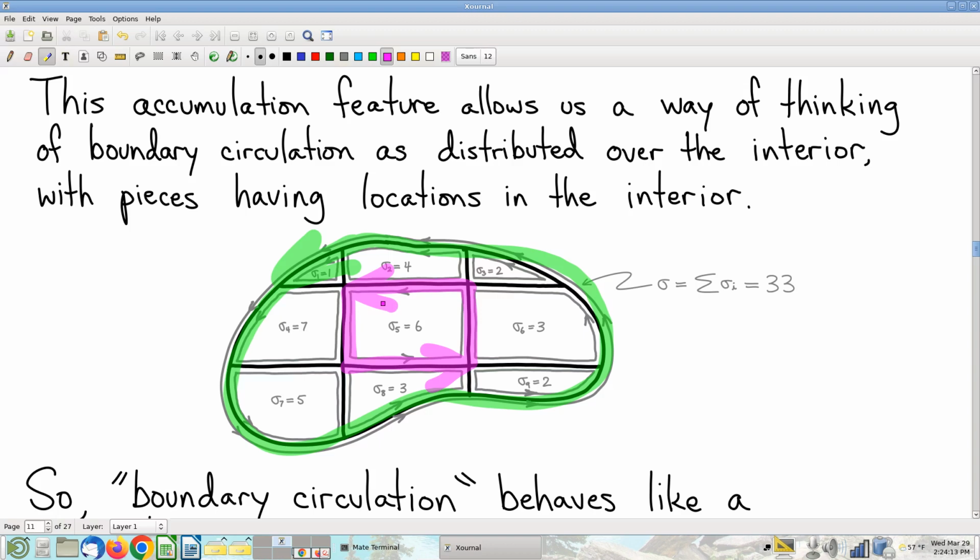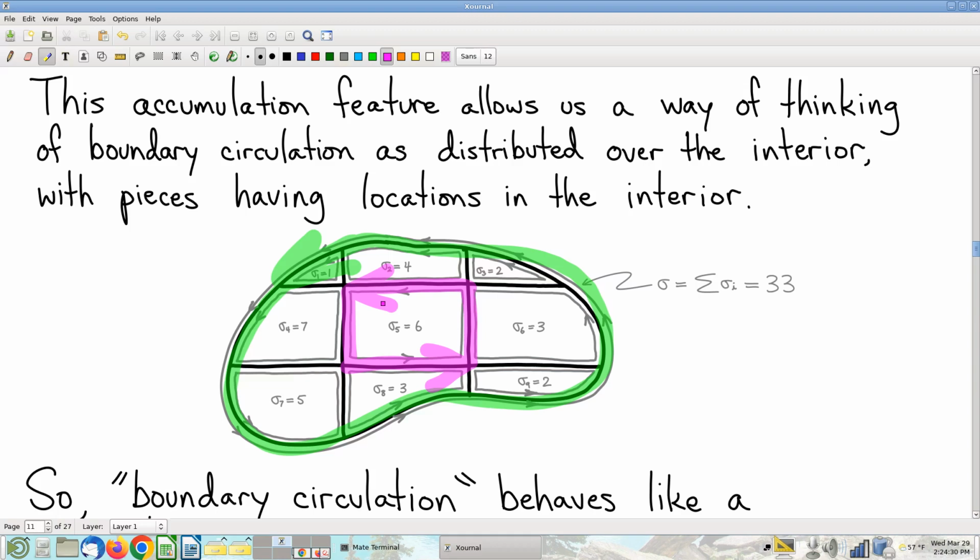Well, none. The green circulation's computed on the green curve. The purple circulation's computed on the purple curve. They're not the same curve. They don't overlap at all. There's no seeming connection between the green and the purple. It seems like a ridiculous question, right?